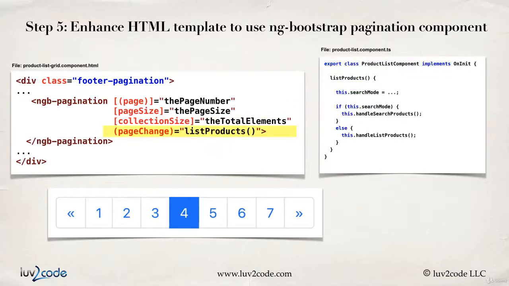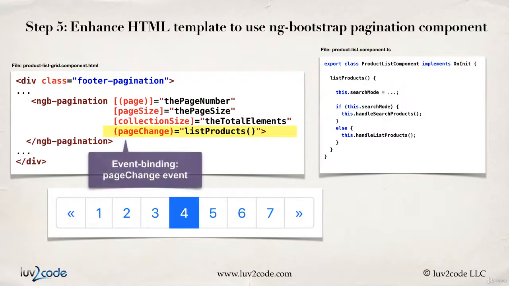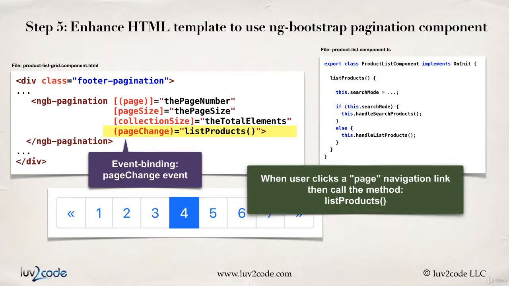The next parameter here is page change. And so this is for event binding. So for a page change event, when the user clicks a page navigation link, then it'll call the method list product. So this gives us a chance to access information from the database based on the page number, page size, and so on, return those items, and then update the actual template accordingly. So this is basically how you get to show a new page of products based on the user actions.